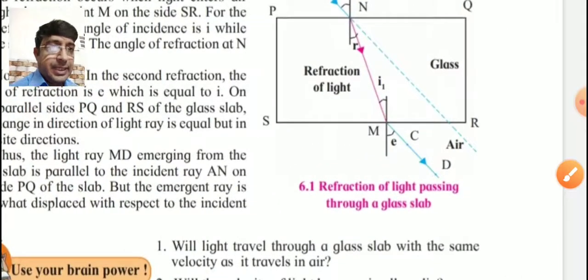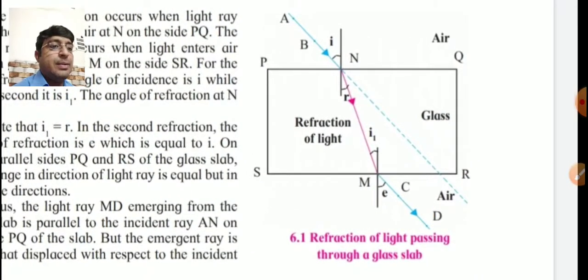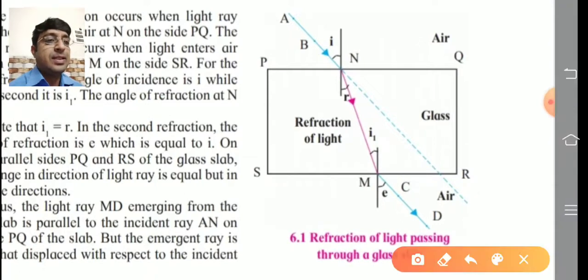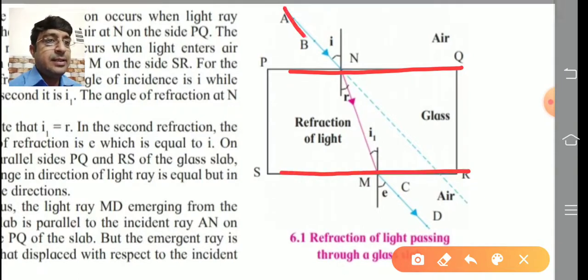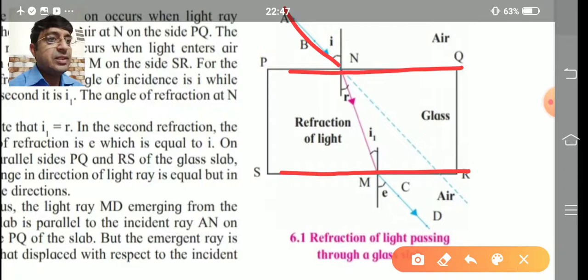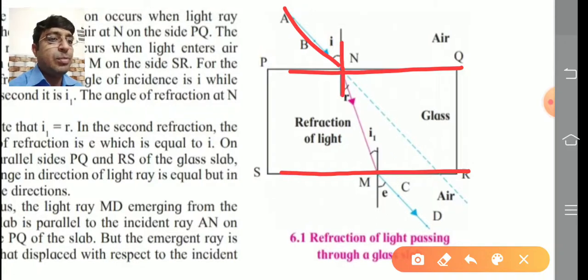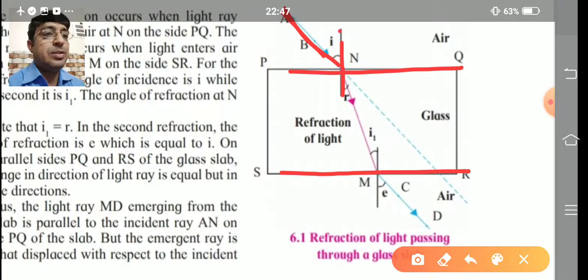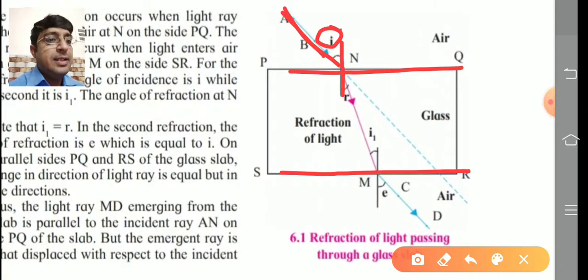See here, this is a glass slab experiment, that is the refraction of light passing through a glass slab. This is the diagram given. This is the PQ side, this is the SR side, incident ray AB. This is the perpendicular line called the normal. The angle made between the incident ray and the normal is called the angle of incidence. So here is the air medium and here the glass medium.